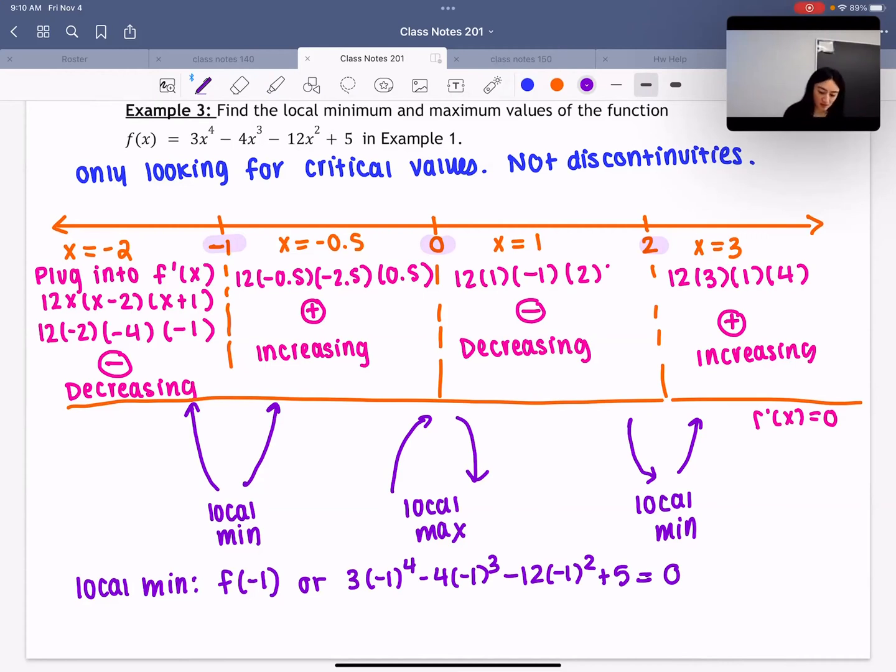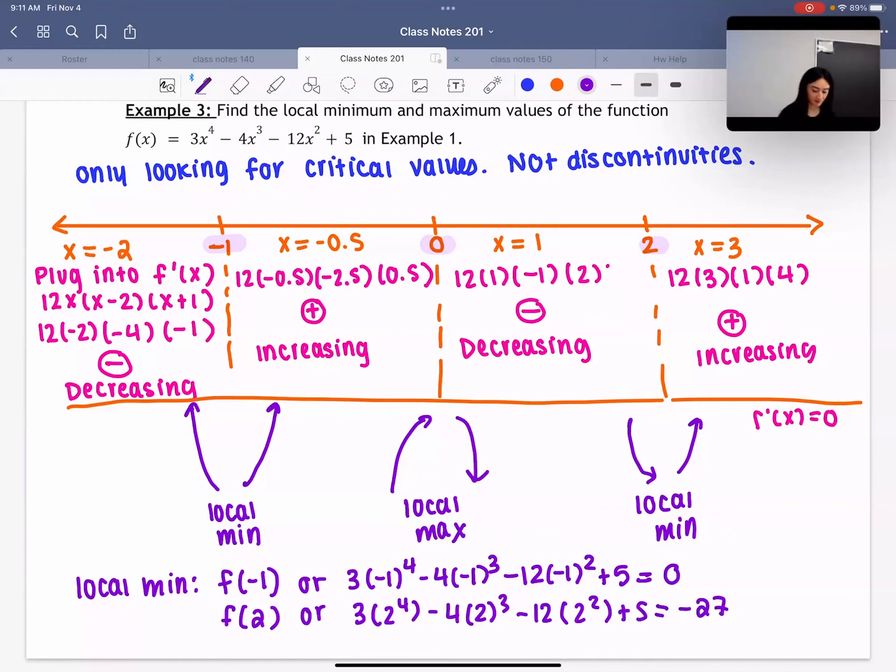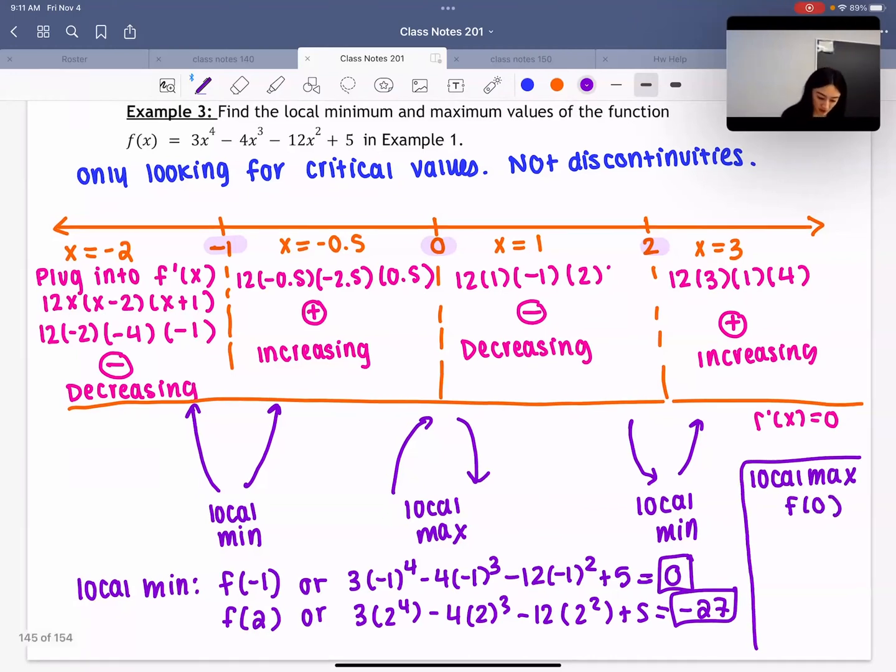All right. Also, another local min is f of 2, right? So you can either say f of 2, or you can plug 2 into the original function, minus 4 times 2 cubed, minus 12 times 2 squared, plus 5. And I'm going to tell you that that is -27. Okay, so I got 2 mins, 0 and -27. I didn't leave enough space to do my local max, so let me do it here. Okay, my local max would either be f of 0, or you can plug 0 into the original function, which gives me 5.